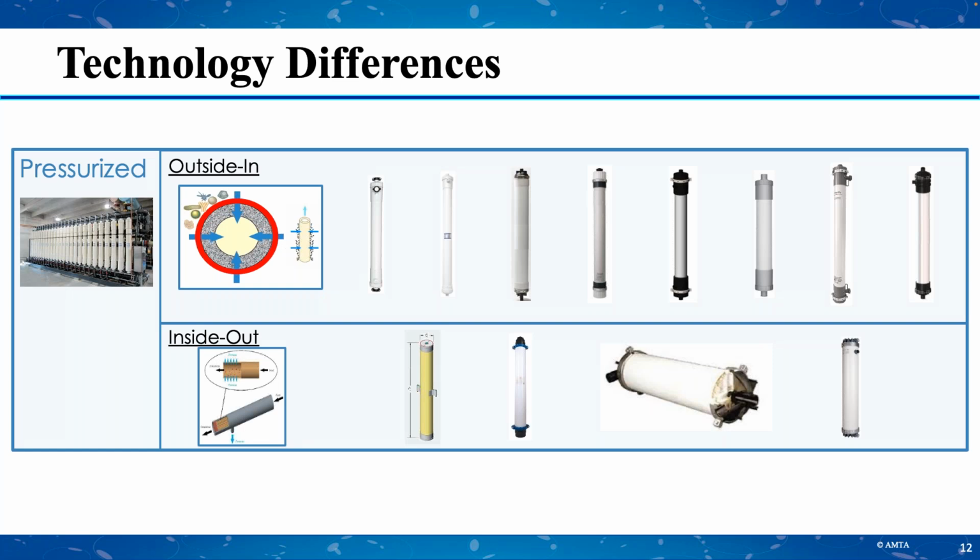But let's talk a little bit more about the technology differences. As you can see here, there's a lot of different pressurized UF and MF modules out there. For starters, you have some that are operated from outside in, you have some that are operated inside out. You can see that almost all of these are different shapes and sizes, ranging from 6-inch in diameter all the way to 10-inch, and from 60 inches tall to 85.